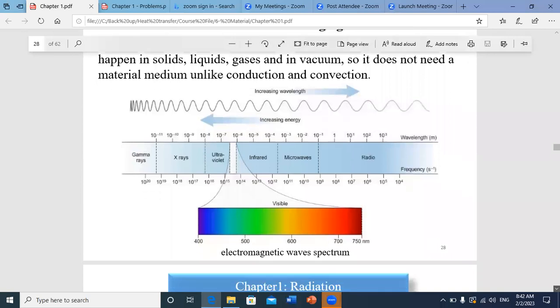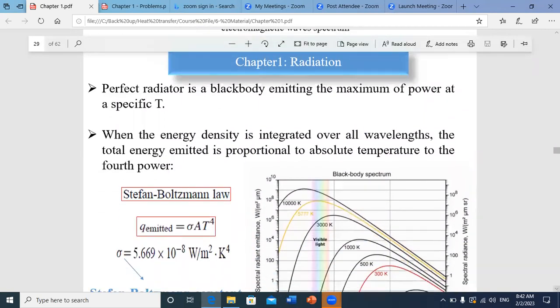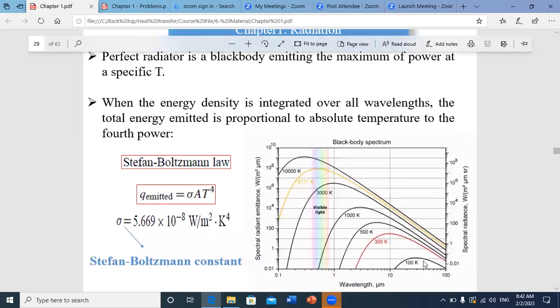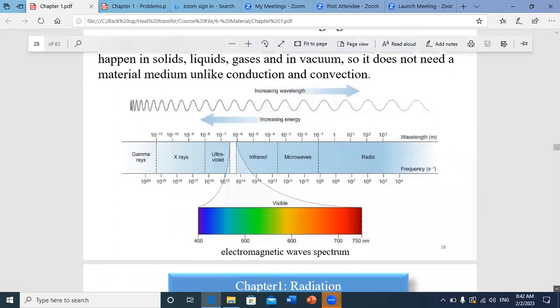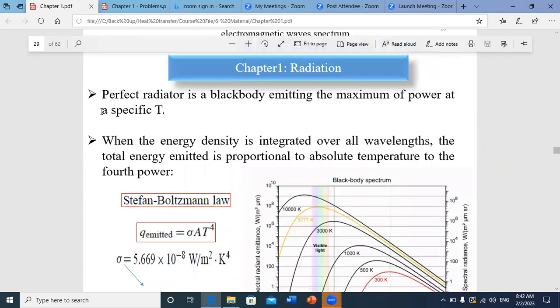Now, we need to quantify radiation, so we need to introduce the equations that can give us radiation flux. First, we need to know that we differentiate between several materials. We can talk about a black body material. Whenever we say we have a black body, this means that it's a perfect radiator. So a black body is a body that can emit the maximum possible power at a specific temperature.